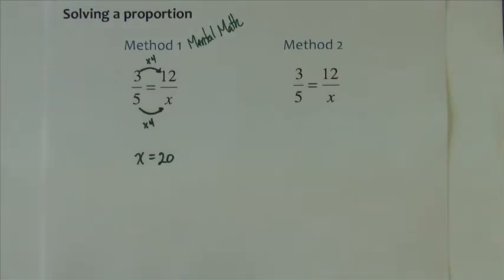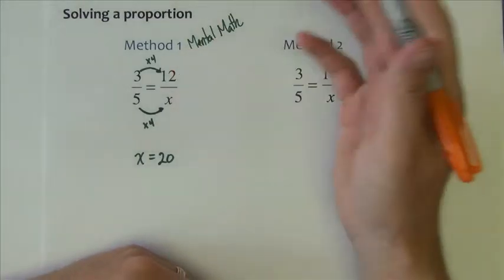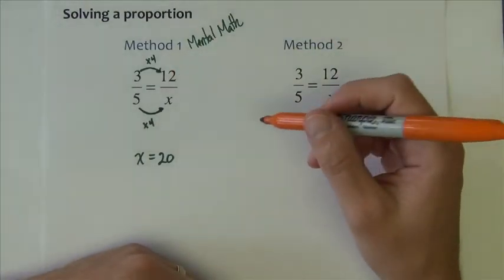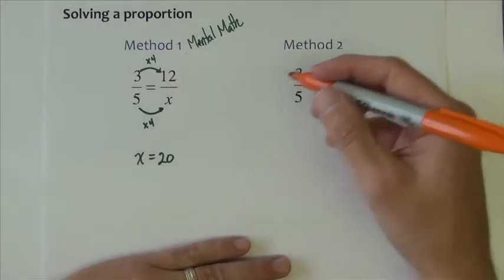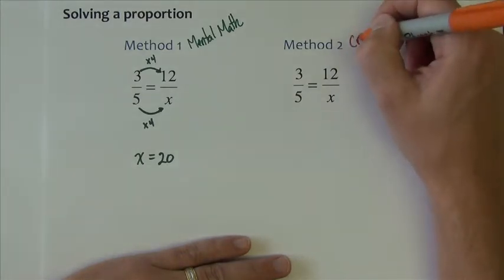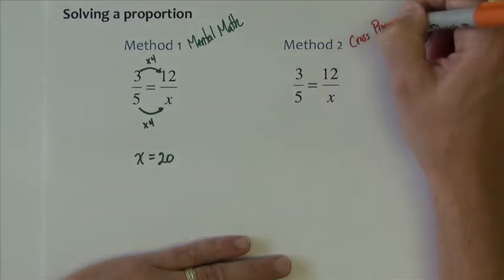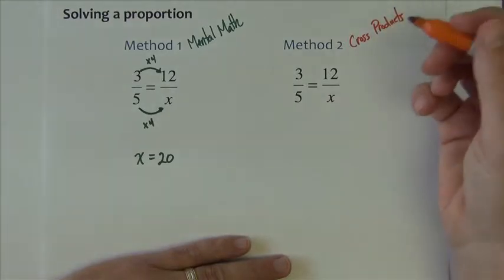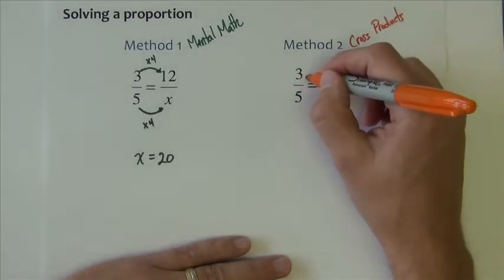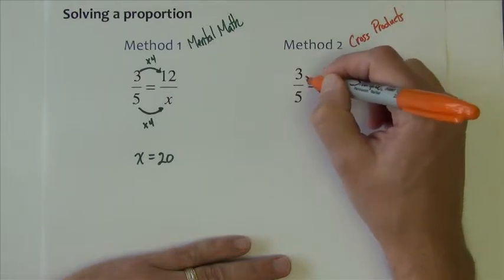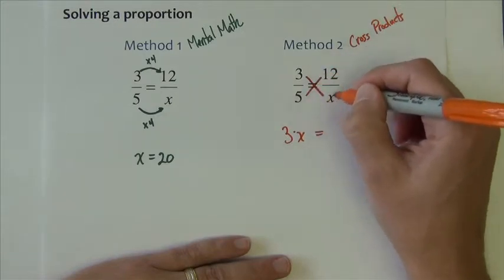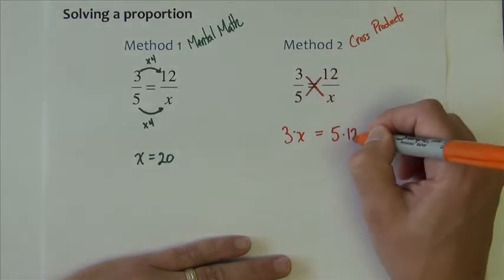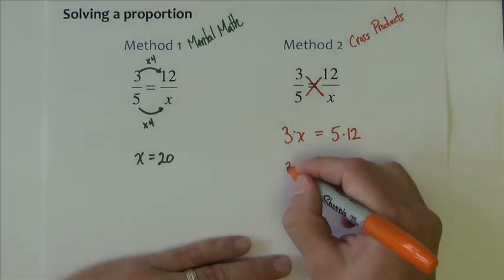It's convenient if the numbers in the problem are multiples of each other, but if this 12 had been a 13, or a 33, well, I guess that would work, but a 34, then the problem gets a little bit harder. So how could we do it? Another technique is what we call cross products. What we do is we take this product, set it equal to this product. It creates an equation we can solve.